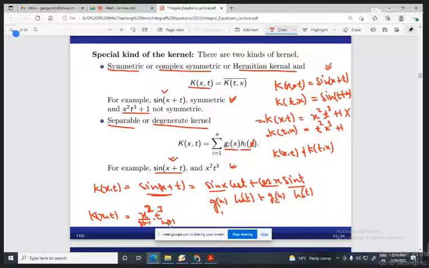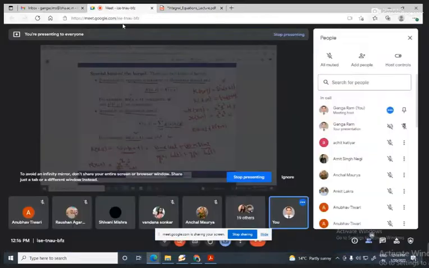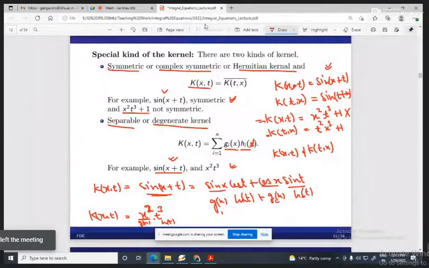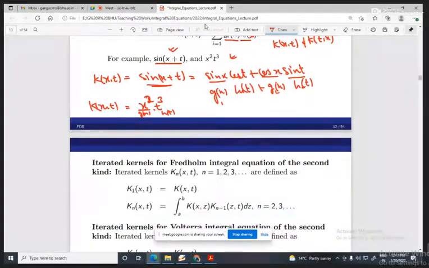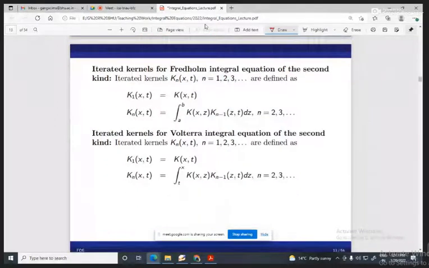Okay, now these are the basic definitions which will be used to prove our results or to solve the integral equation. The second definition is the iterated kernel. We will find the iterated kernel for the Fredholm integral equation of second kind only.